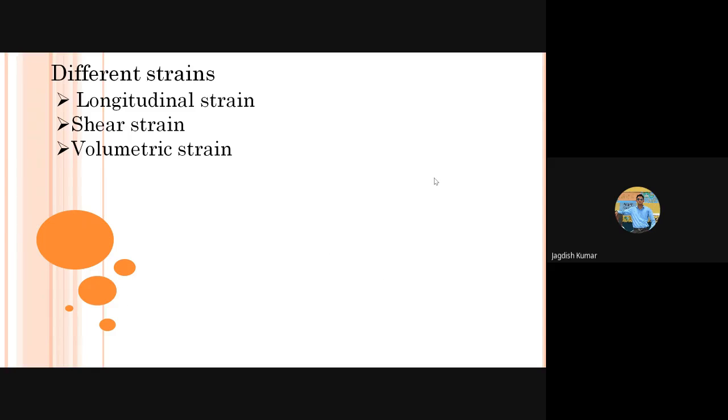So let us try to talk of those strains. I talked to you about those strains. There is a possibility of longitudinal strains, which I talked about in detail. And there may be shear strain. There may be volumetric strain, meaning overall compression of the body.